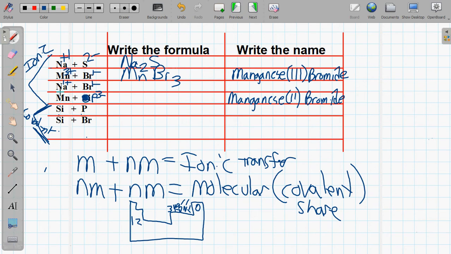If we look at sodium and bromine, bromine is 1- and sodium is 1+. They already add up to 0. So it's just going to be NaBr.